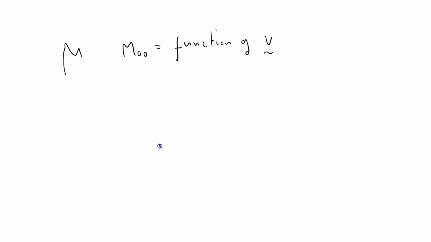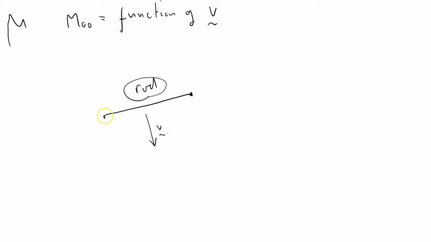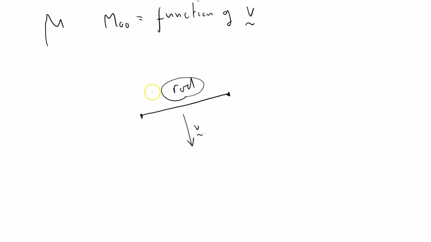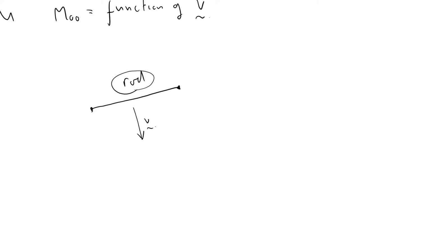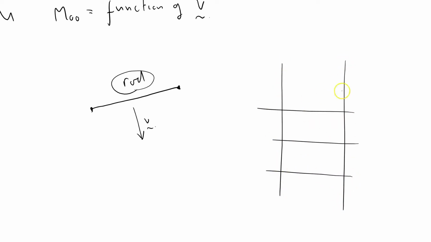So what I'm going to do is consider a rod. There it is, a rod, and I'm going to move it at right angles to itself. So v is in a particular direction, and I'm going to consider this rod at right angles to the relative velocity. It's pretty clear that the rod itself can't change its length.